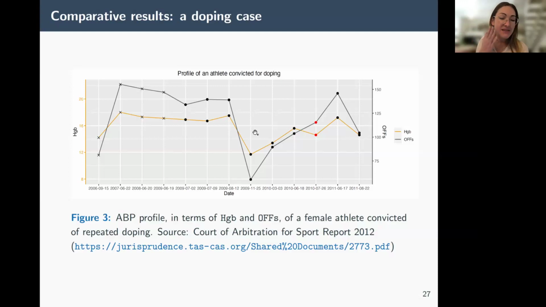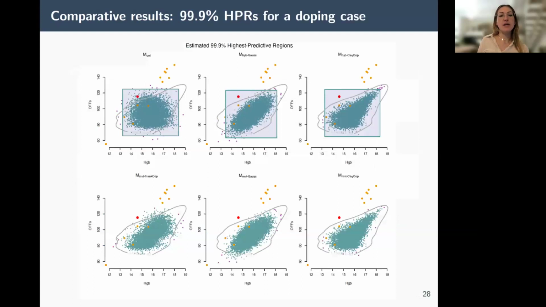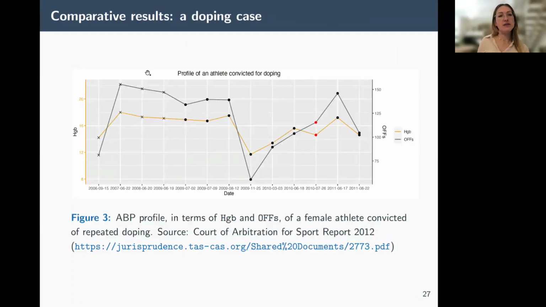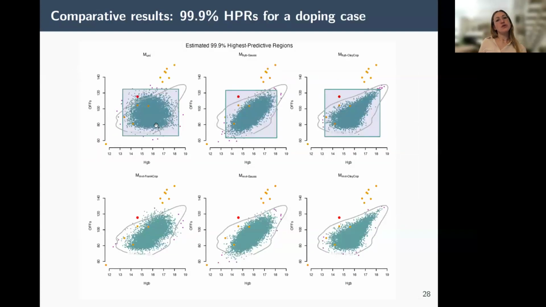So, as one would expect, perhaps all these measurements were related to some doping abuse. And when trying to identify which of these measurements is an outlier or an anomalous value with the different approaches, we have done this now with a different coverage level. This is the one typically used by WADA. It's a more conservative one.